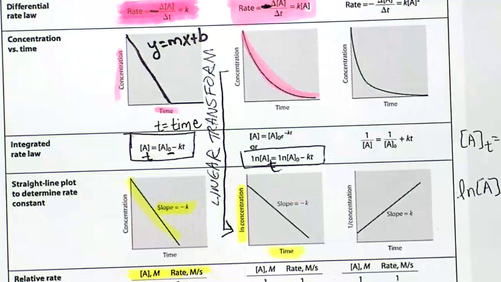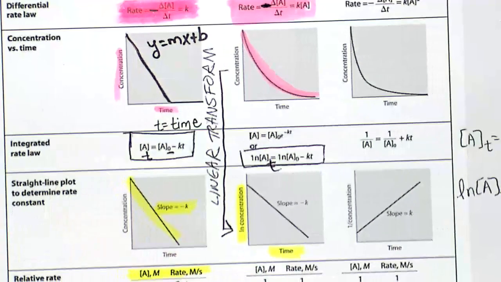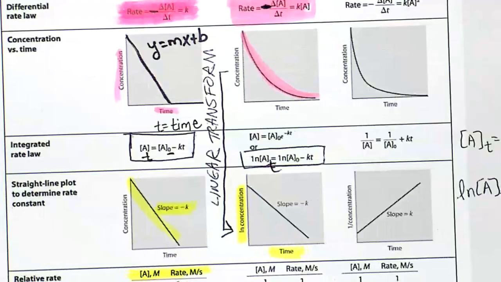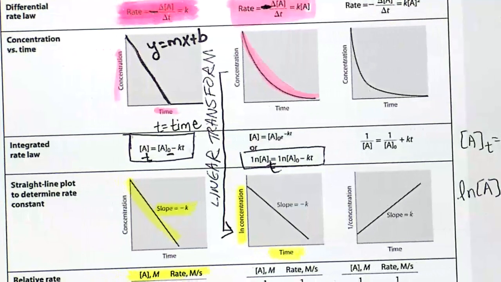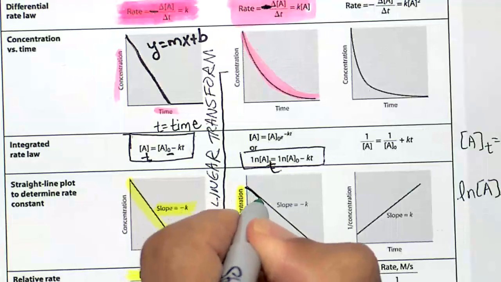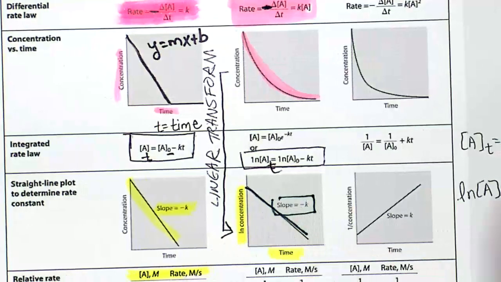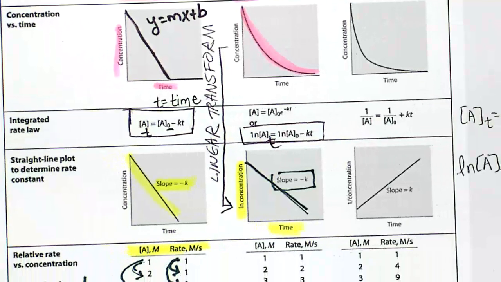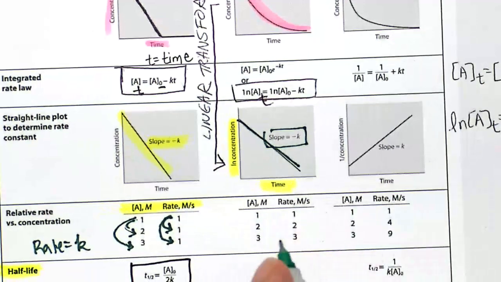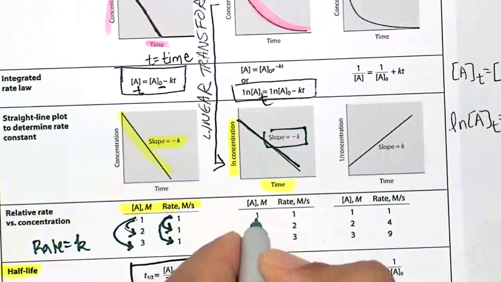Now, if you plot natural log of concentration over time, you get that nice straight line, y equals mx plus b. That's what we want. The slope is equal to minus the rate constant. All right, let's go here.